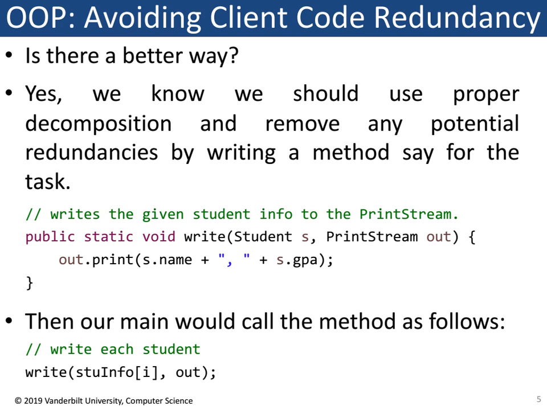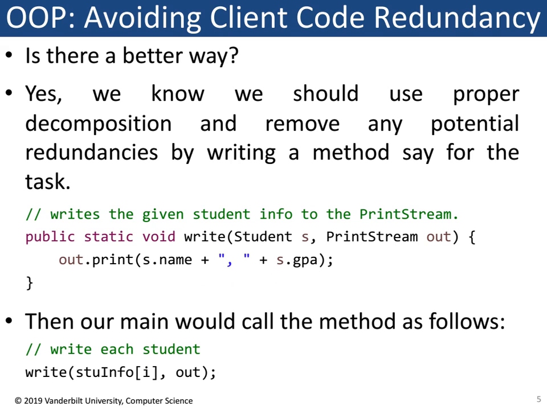So we write a method to be able to take in a student and some particular print stream called out. So we could pass in system.out, and that would be a print stream, or we could pass in a print stream object that pointed at an output file. There's different ways we could go about this, and then use out.print.